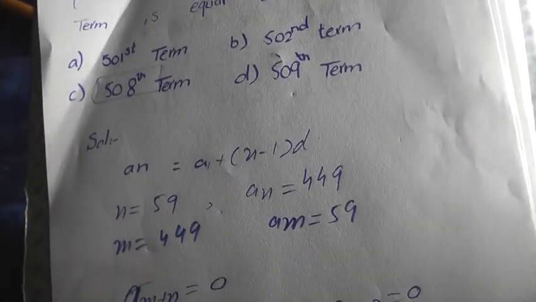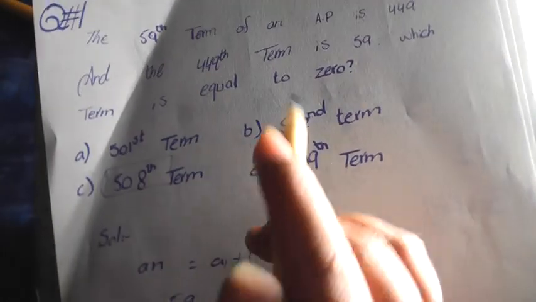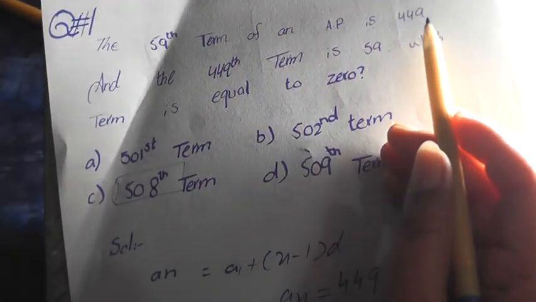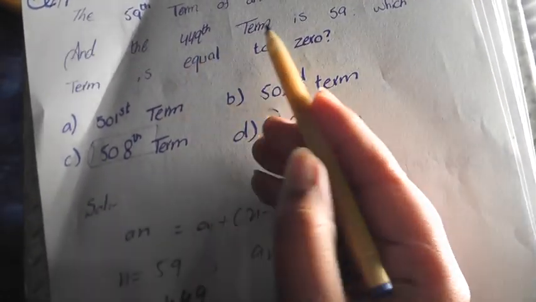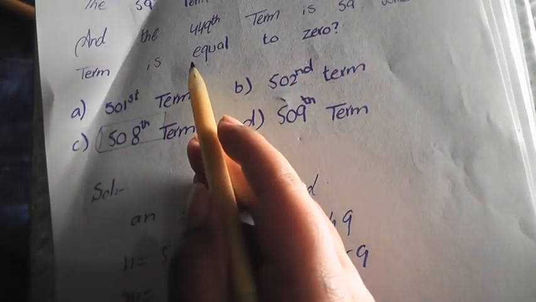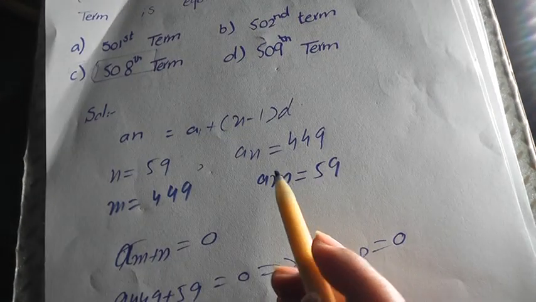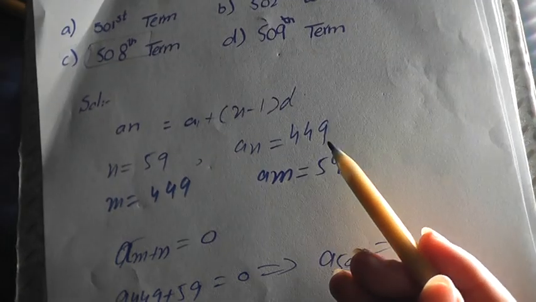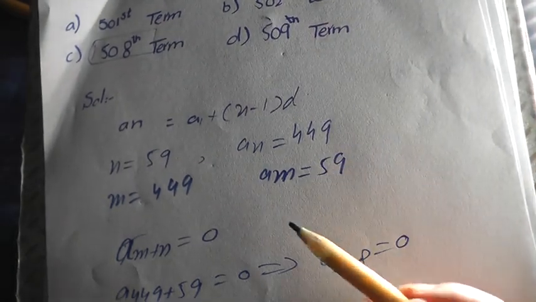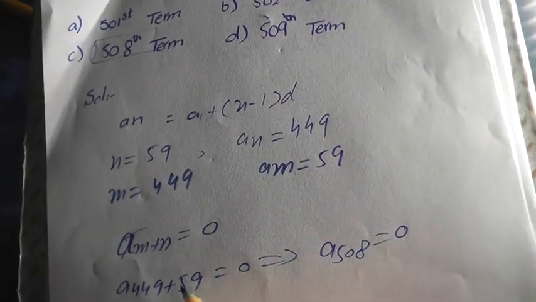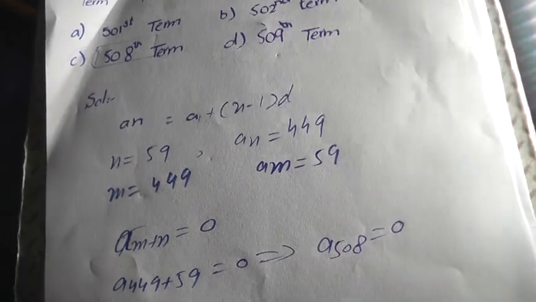You can also see how we can solve it. The 59th term is 449 and the 449th term is 59. We have to find the required term which is equal to 0. So we have to add both terms that are given in the question, put the sum equal to 0, and add them. Let's try another question.